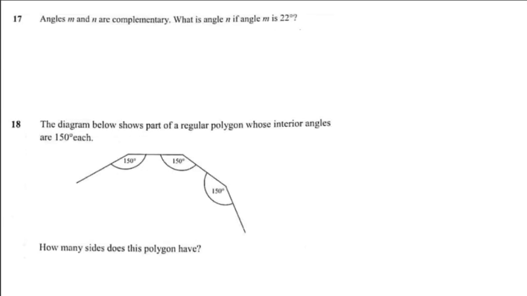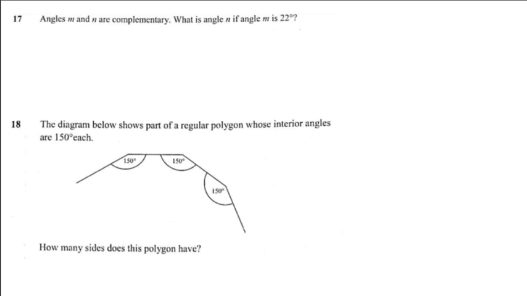Okay, question 17: angles M and N are complementary. What is angle N if angle M is equal to 22 degrees? Here we are told that two angles are complementary. If two angles are complementary, that means these two angles add up to 90 degrees. So when you add angle M and angle N, they should give you 90 degrees.